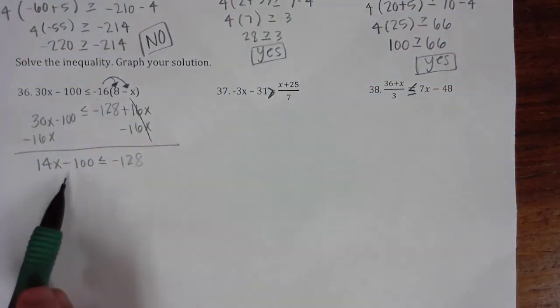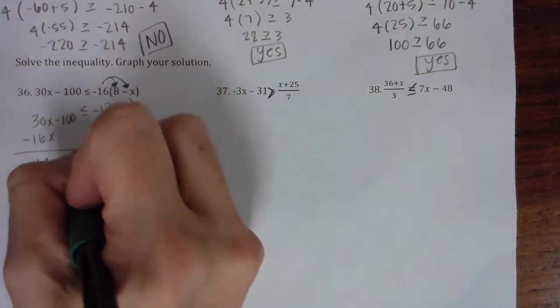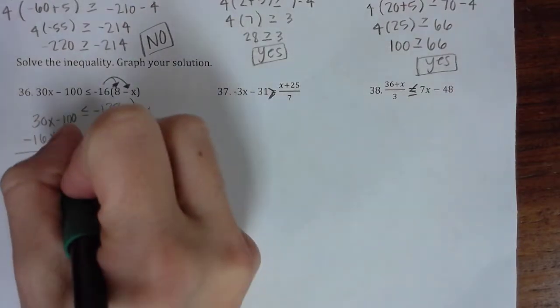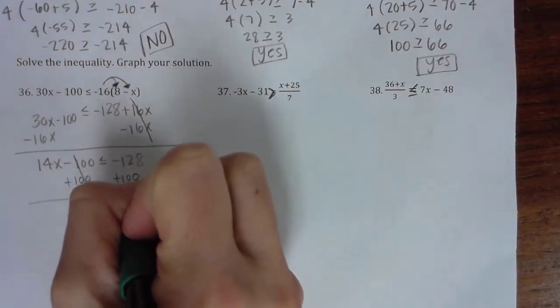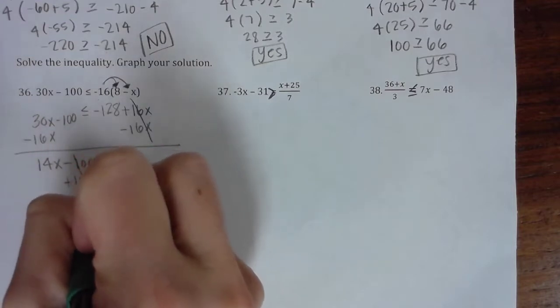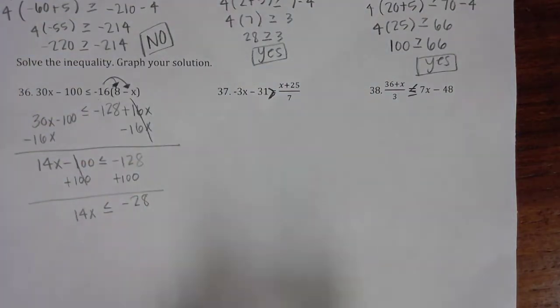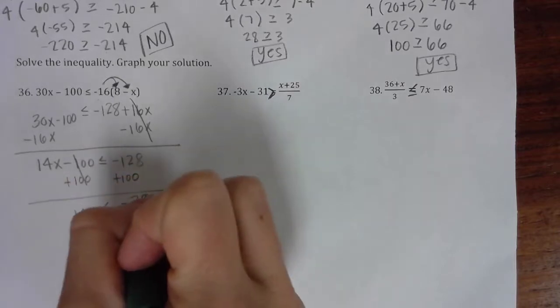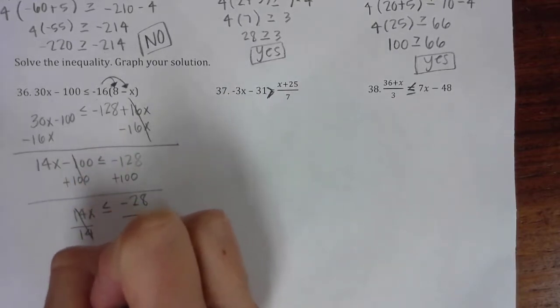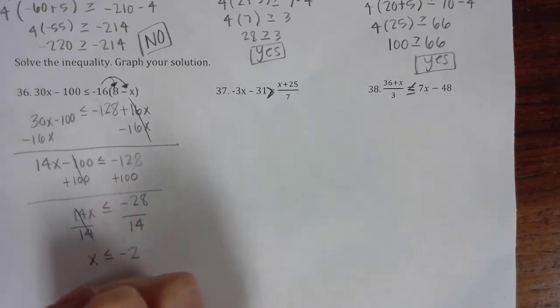Since the variable's on this side, I'll work on the left side. I'll need to get rid of that negative 100 by adding 100. Negative 128 plus 100 is negative 28. Bring everything else down. And then to get rid of that 14, of course, I'll divide by 14. So my answer is x is less than or equal to negative 2. You don't have to flip your sign.